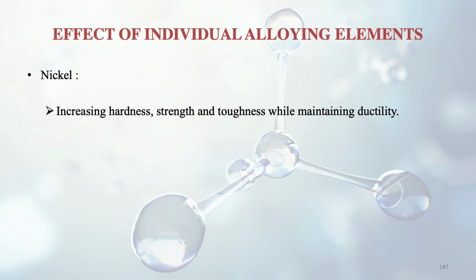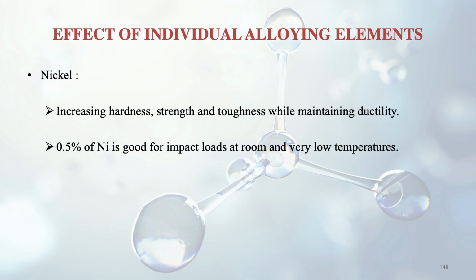Further, nickel. What does the nickel do in alloy steel? It increases hardness, strength and toughness while maintaining ductility. So this is a very good property, that it doesn't make the specimen brittle, the ductility is still there, and we get additional things: hardness, strength and toughness. Only 0.5% of nickel is good for impact loads at room and very low temperatures.